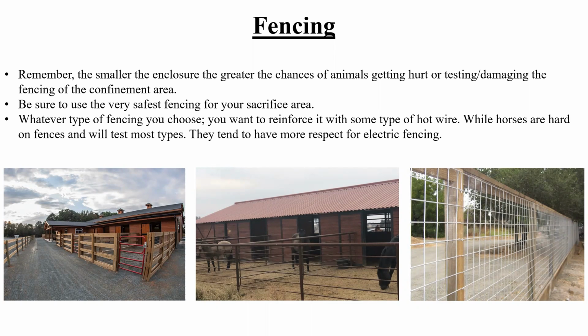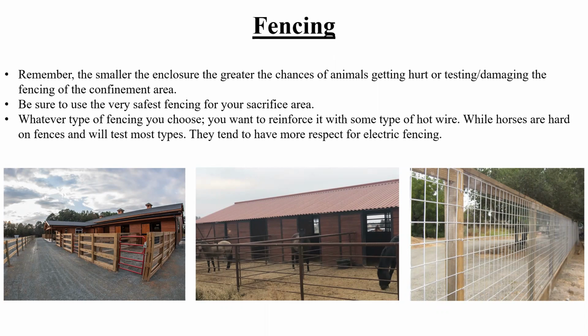Remember, the smaller the enclosure, the greater the chances of animals getting hurt or damaging the fence of the confinement area. Be sure to use the very safest fencing for your sacrifice area, keeping in mind what animals you are keeping in confinement. Whatever type of fencing you choose, you want to reinforce it with some type of hot wire if your animals can tolerate that.